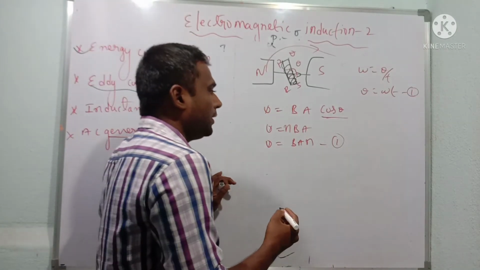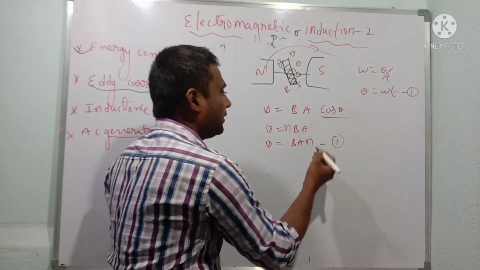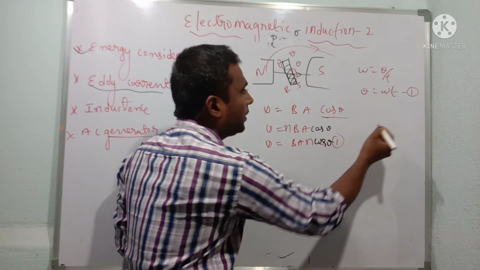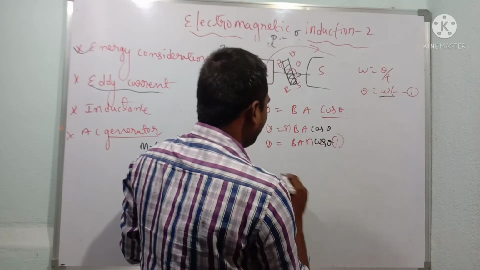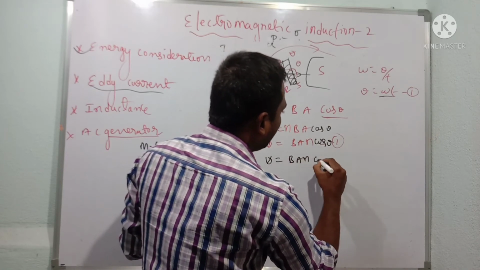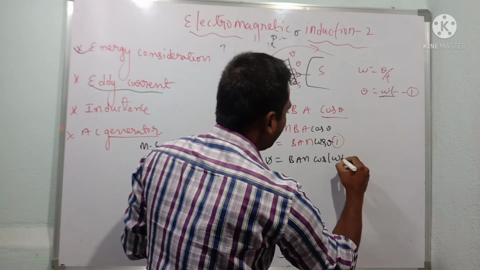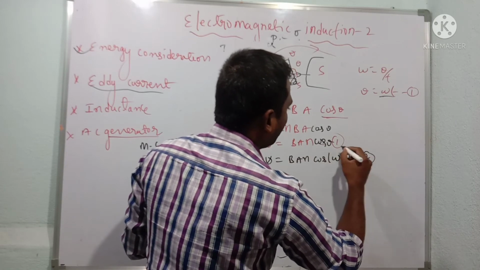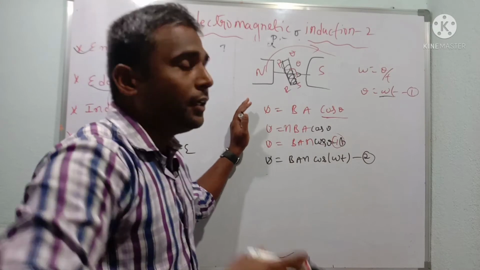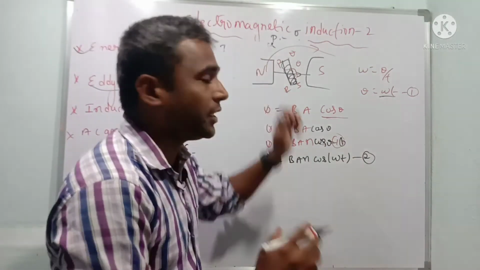Now what is my point here? Cos theta is there, and theta is equal to omega into t, so phi is equal to BAN cos omega t. This is called equation 2. This is 1, this is 2. Now I want to find the induced EMF in this generator.